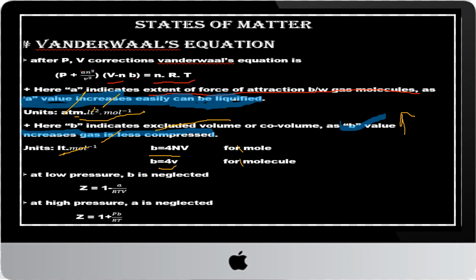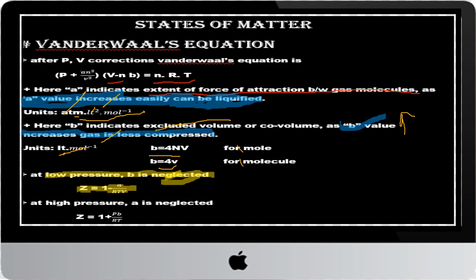And this is another important question. You should remember this. At low pressure, B is neglected. Then the compressibility factor Z becomes 1 minus A by RTV. If you remember this directly, then it saves time and gives you a perfect 4 marks, and you will get it correct.